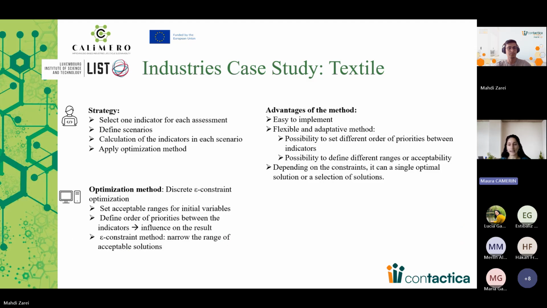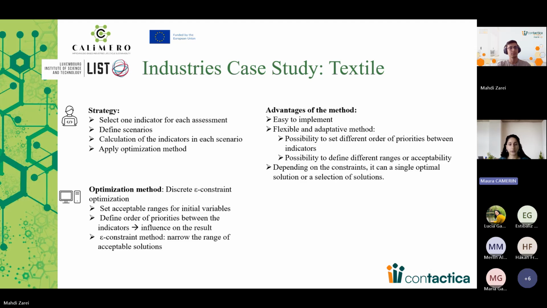We can now define a bit better the strategy that we adopted. First of all, we wanted to select one representative indicator for each assessment, for example the LCC for the economic assessment and the single score for the environmental one. Once we have that defined, we create the scenarios, which are defined by different dimensions of the heat exchanger device. Of course, the bigger the heat exchanger is, the more heat is going to be recovered. But there are also other effects to control over the system, such as a higher CAPEX and some modification of the job creation potential. After the scenarios are defined, we calculate all the indicators in each scenario. And finally, we can apply the optimization method.